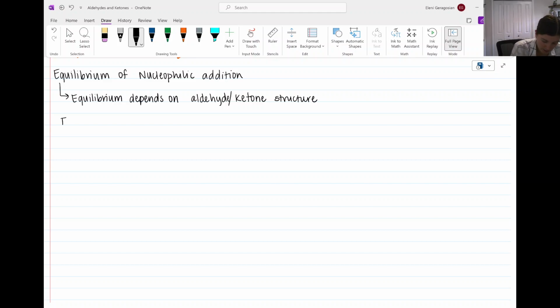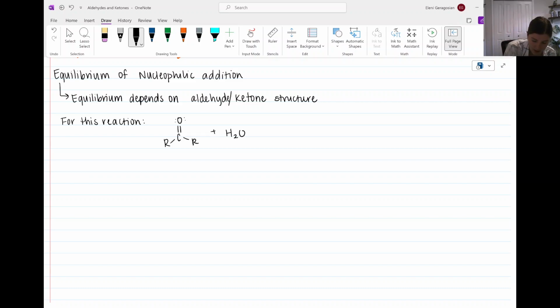So for that specific reaction that was covered in the previous video, we'll look at the equilibrium, the KEQ value, for the reaction where we're adding water, forming a gem diol, to a few different aldehydes and ketones. So generally the reaction is we have two R groups bonded to the carbonyl carbon. So if the R groups are both carbons, we have a ketone. If at least one of them is a hydrogen, it's an aldehyde.